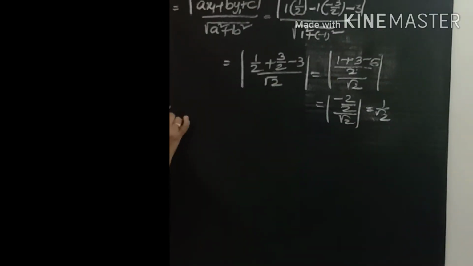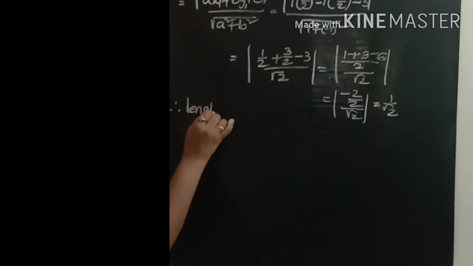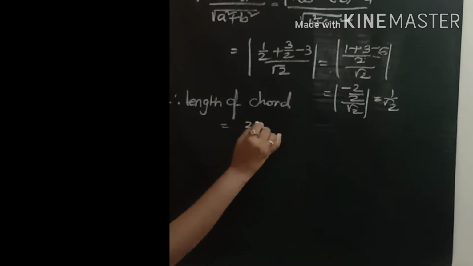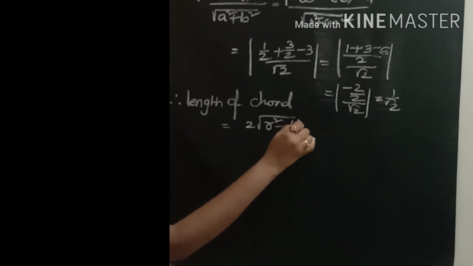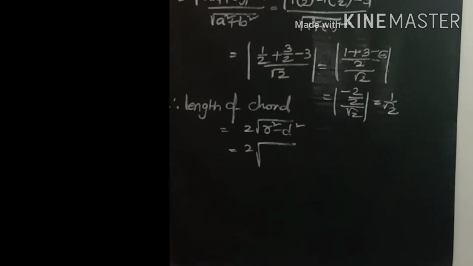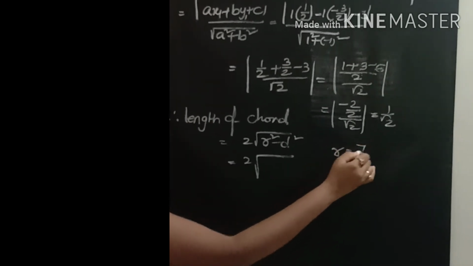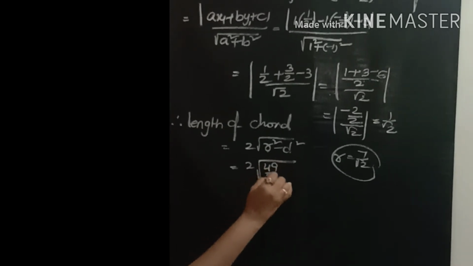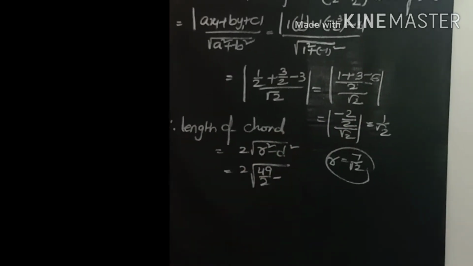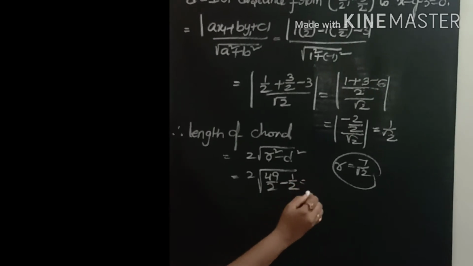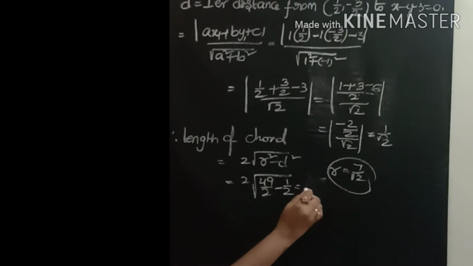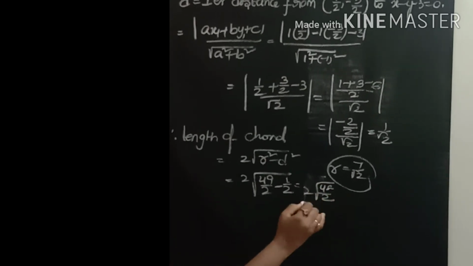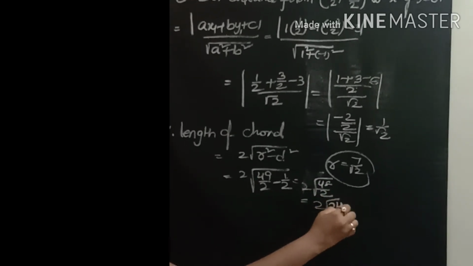Therefore the length of the chord is given by the formula. Length of chord is equal to 2 root r square minus d square. Already we have that r is equal to 7 by root 2. So r square is 49 by 2 minus d square. d is equal to 1 by root 2, so d square is 1 by 2. This is 2 root 49 minus 1, 48 by 2, equals 2 root 24.